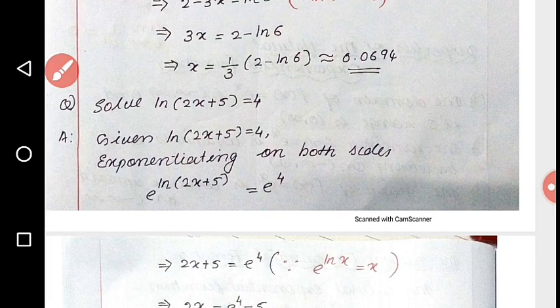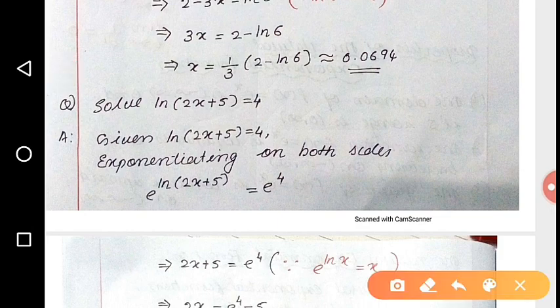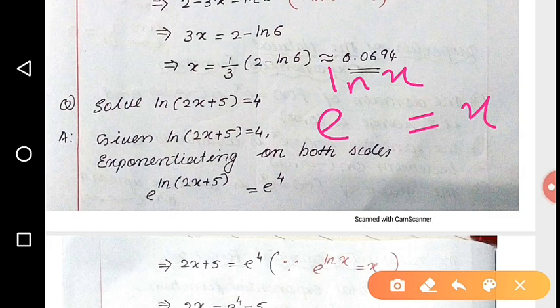Okay, so this is our next problem. Solve ln of 2x plus 5 is equal to 4. So we are given that. We can solve this problem using the fact that e raised to ln x, that is exponential of ln x, is equal to x. So we are exponentiating on both sides.